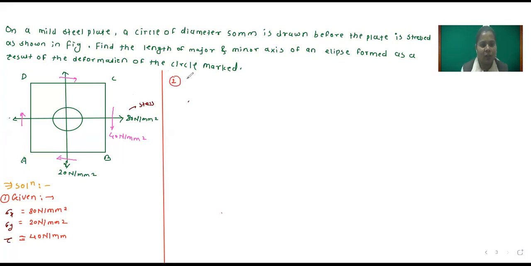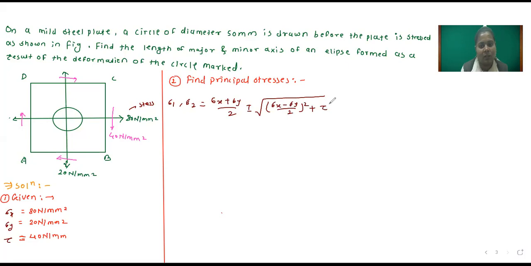So here, find principal stresses. Now our equation is sigma 1, sigma 2, which is equal to (sigma x plus sigma y) by 2 plus minus square root of ((sigma x minus sigma y) by 2) bracket square plus tau square. Because in this question stresses are given, and due to these stresses, how much strain will be developed, that value we have to find out.